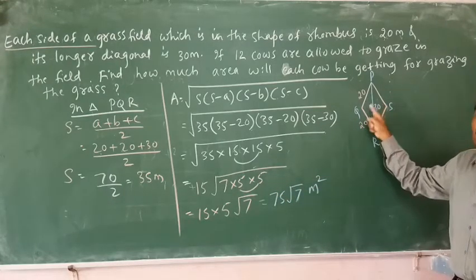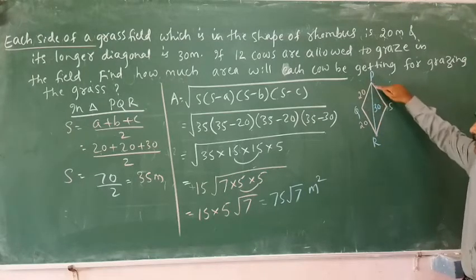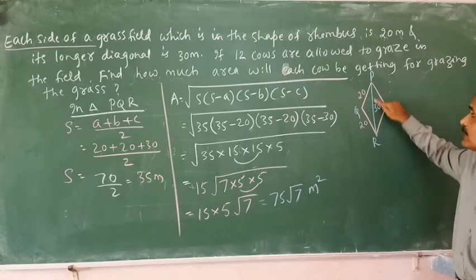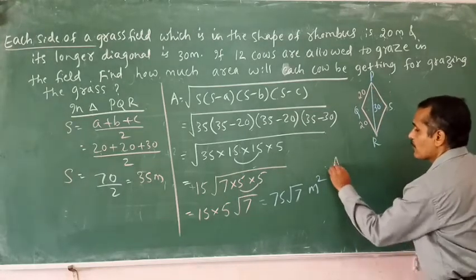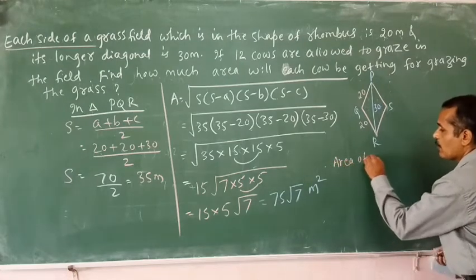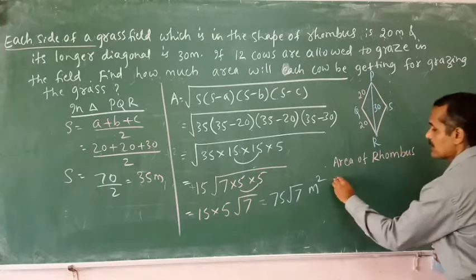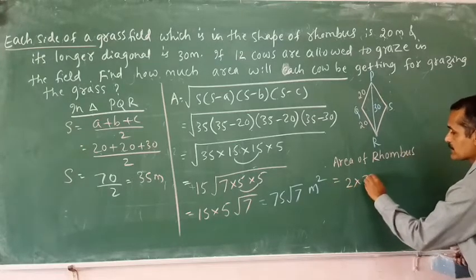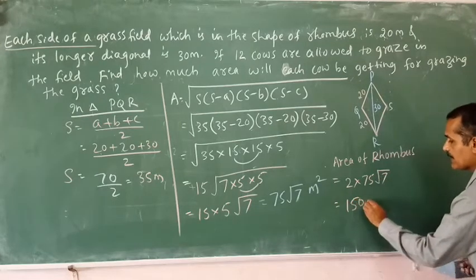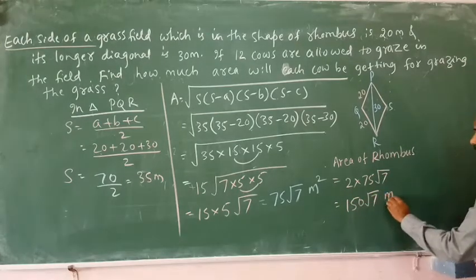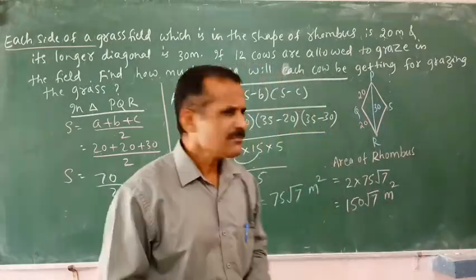The same is repeated here, duplicate, because whatever the area is here, the same area is here also, because this is also 20, this is also 20, this is also 30. That means the same area will be repeated. So I directly write, therefore, the area of the rhombus is equal to 2 into 75 root 7. The answer is 150 root 7 meter square. That is the area of the rhombus.